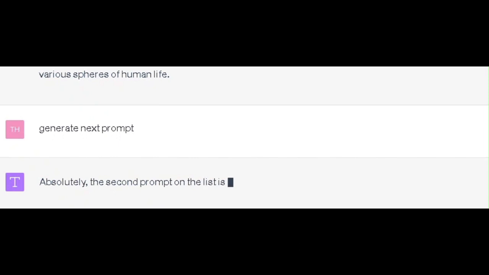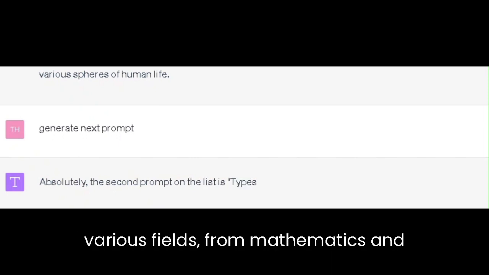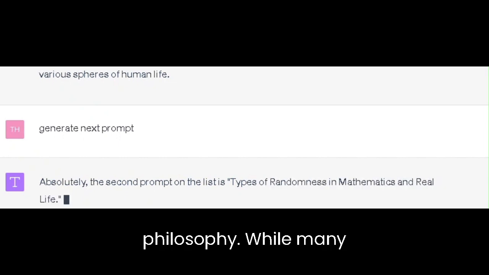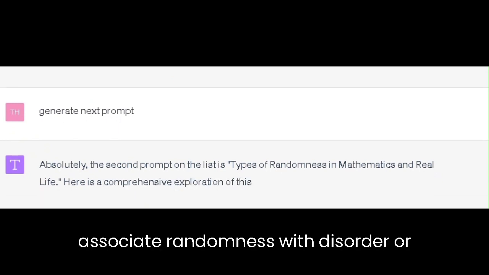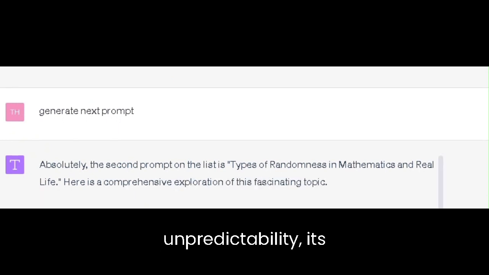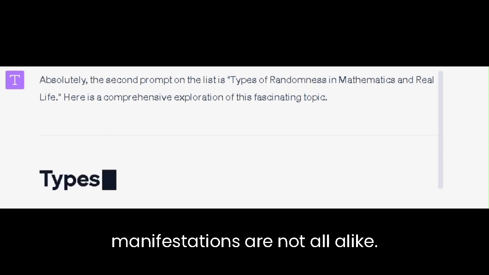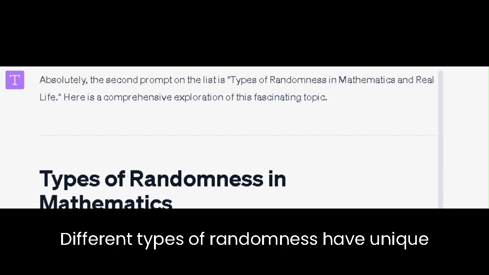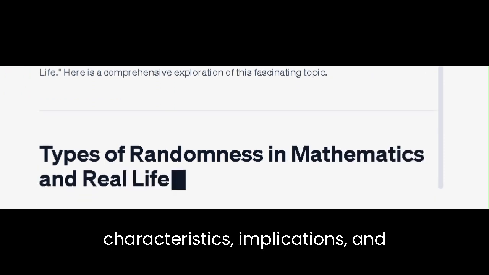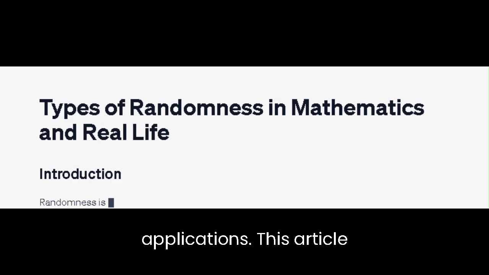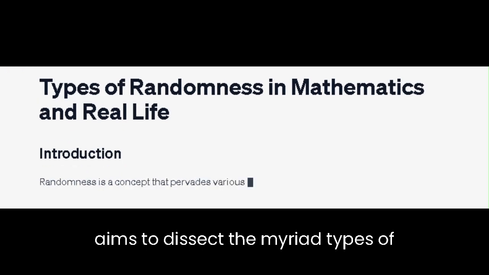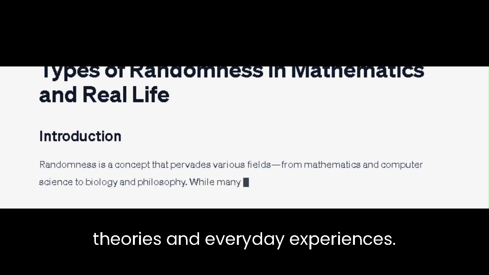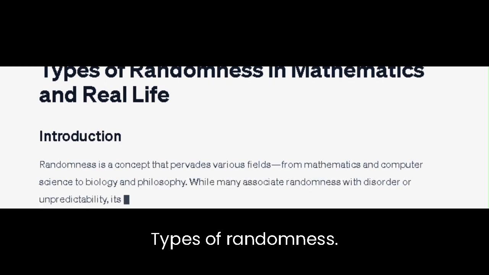Introduction. Randomness is a concept that pervades various fields, from mathematics and computer science to biology and philosophy. While many associate randomness with disorder or unpredictability, its manifestations are not all alike. Different types of randomness have unique characteristics, implications, and applications. This article aims to dissect the myriad types of randomness present in both mathematical theories and everyday experiences. Types of randomness.